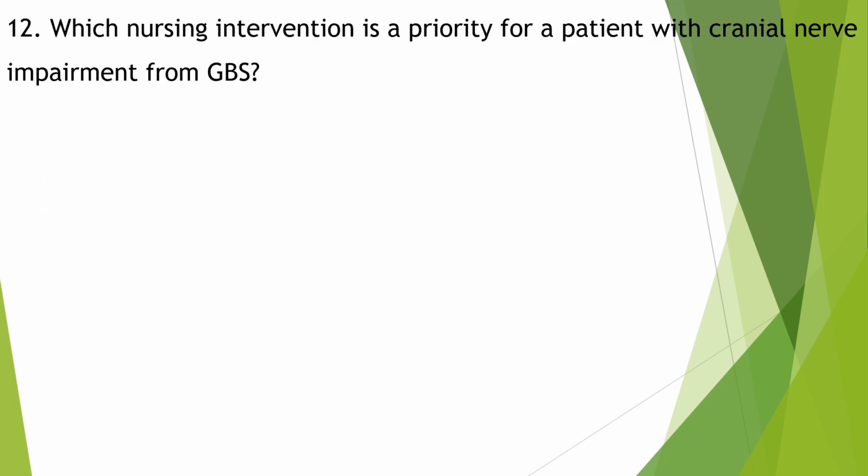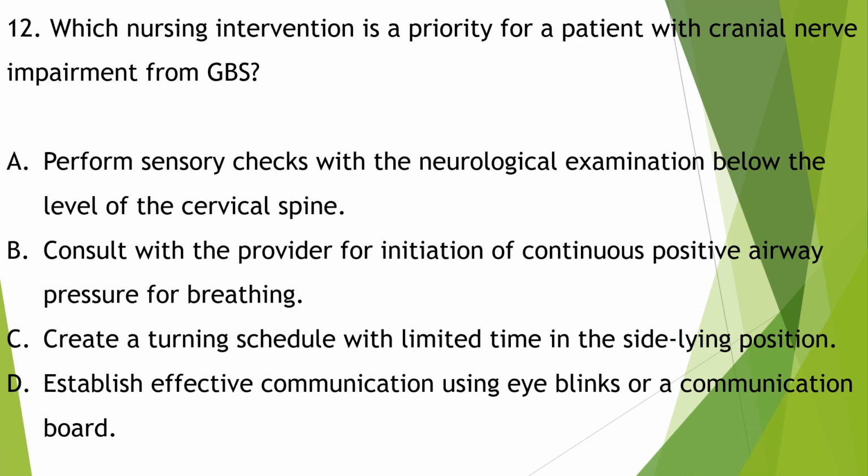Which nursing intervention is a priority for patients with cranial nerve impairment from Guillain-Barré syndrome? Perform sensory checks with neurological examination below the level of the cervical spine. Consult with the provider for initiation of continuous positive airway pressure for breathing. Create a turning schedule with limited time in side-lying position. Establish effective communication using eye blinks or a communication board.